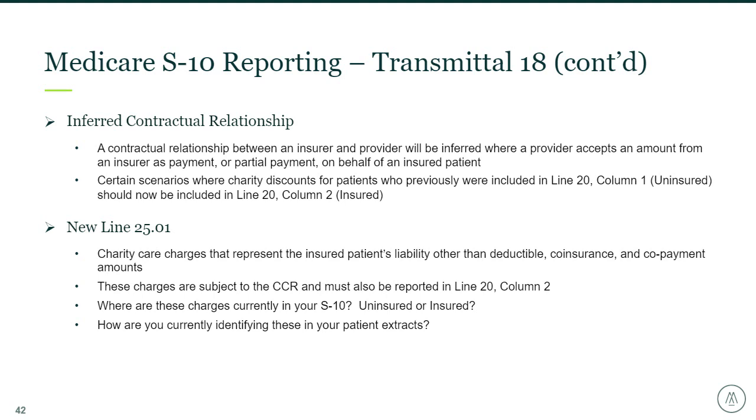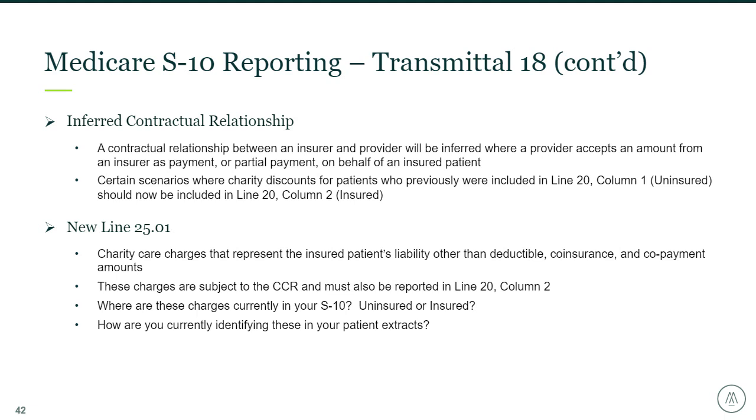So now a provider is able to add in not just patients where there's no contract, but there's an inferred contract. So patients that we were previously claiming in column 1 can now move to column 2. So how are hospitals identifying this? Because the move from column 1 to column 2 is a great positive because that amount's not affected by the cost to charge ratio. So it's just another wrinkle from Transmittal 18 to be addressed.